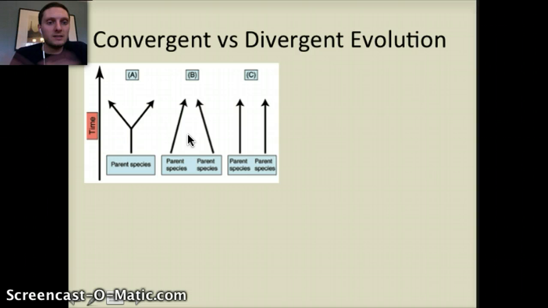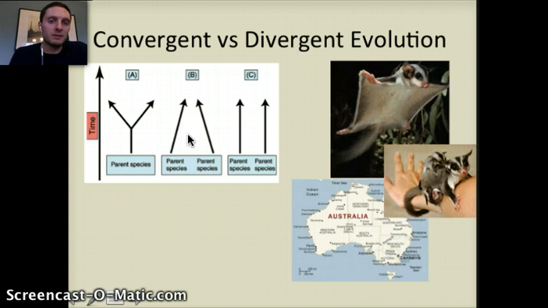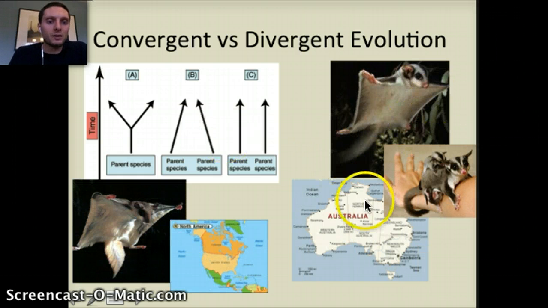We have two different species, and because of similar selection pressures within the environment, we see similar features develop. A great example of this is the comparison of sugar gliders in Australia and flying squirrels in North America. If you look at these two pictures, they have some very striking similarities in their ability to glide from tree branch to tree branch, but they're not related. They don't share a common ancestor. It's because of similar environmental selection pressures that they've developed these webbed appendages between their limbs, in order to allow them to glide and almost fly. That is convergent evolution. We have two moving towards each other with similar characteristics.